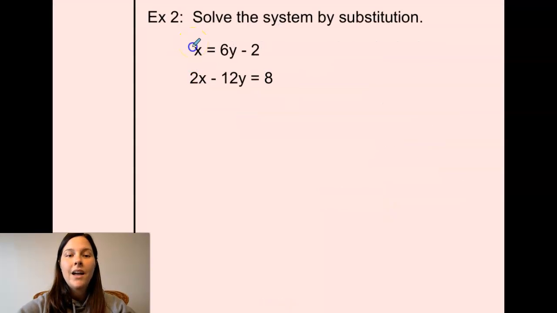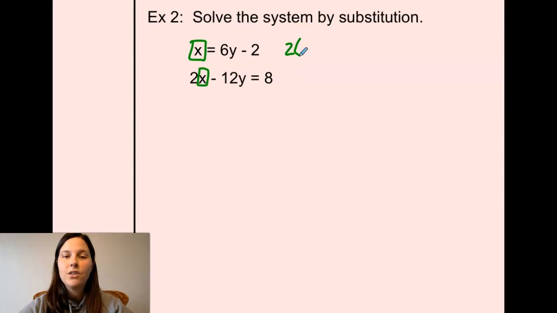All right, this time we have x all alone on one side of the equal sign. So which variable will I box in the second equation? Hopefully you all came up with x. We are going to box the same variable in that second equation, and we're going to replace x in that second equation with what x was equal to in the first equation. So we've got 2 times that quantity 6y minus 2, finishing off that second equation minus 12y equals 8.